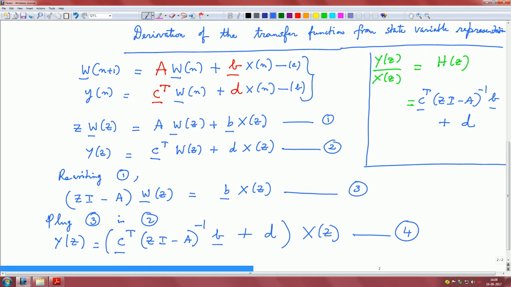Clear? So basically if you have a linear time invariant model, you can get the state space representation, and your state space representation can be different from what somebody else may have depending upon how you have formulated your state variables, but your transfer function has to be the same.